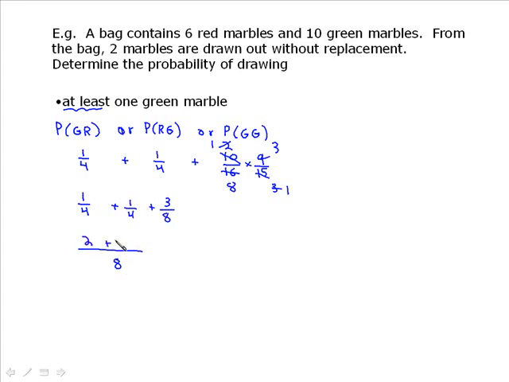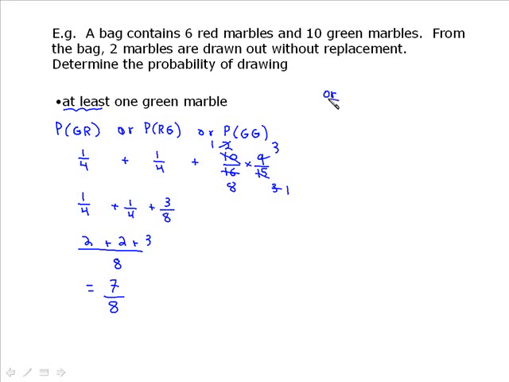So 2 over 8 plus 2 over 8 plus 3 over 8 is equal to 7 over 8. And I did stick to the fundamental counting principle. You could have used combinations on the two greens. It would have been on your numerator, 10 choose 2.